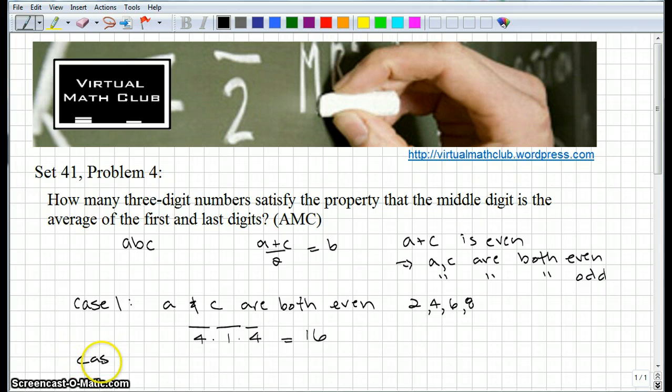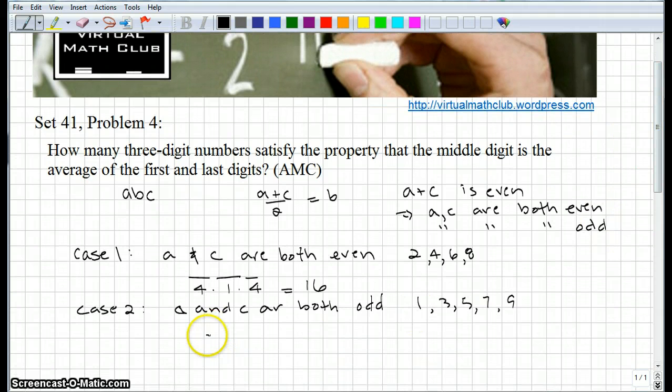So now let's look at case 2. Let's say A and C are both odd. Okay, so what are we dealing with there? 1, 3, 5, 7, and 9. Okay, so we have 5 odd digits. And so again, we have 3 digits, so we'd have 5 choices for the first, 5 choices for the last, and the middle one is just going to be determined by the average. Okay, so there's no choice there. So we'd have 25 possibilities where A and C are both odd.